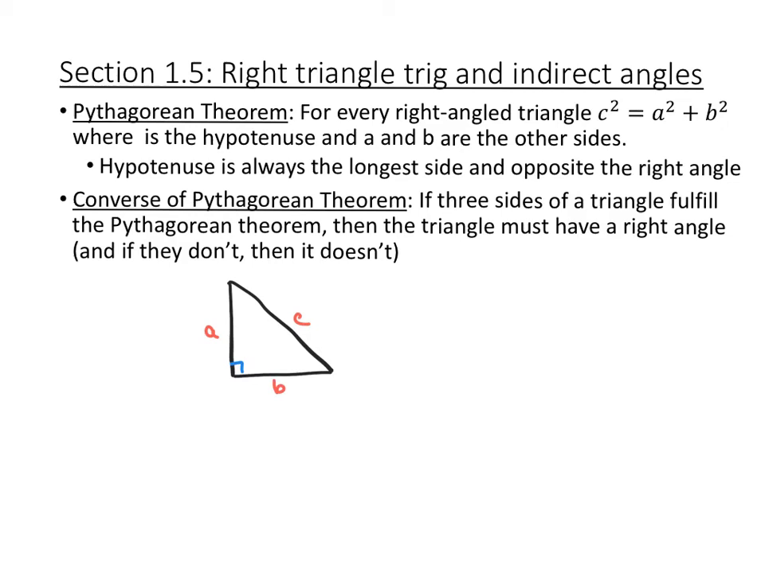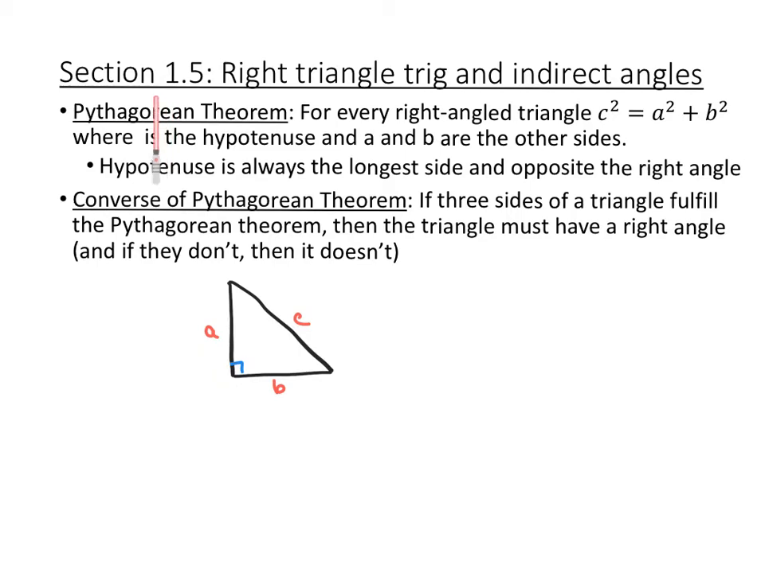Lesson 1.5 is right triangle trig and indirect angle. So a little review for your right triangle. Remember that it's a triangle that has a right angle in it. We always call C the hypotenuse, which is the side that's directly across from the right angle. And then A or B, it doesn't matter which of the legs is A or B.